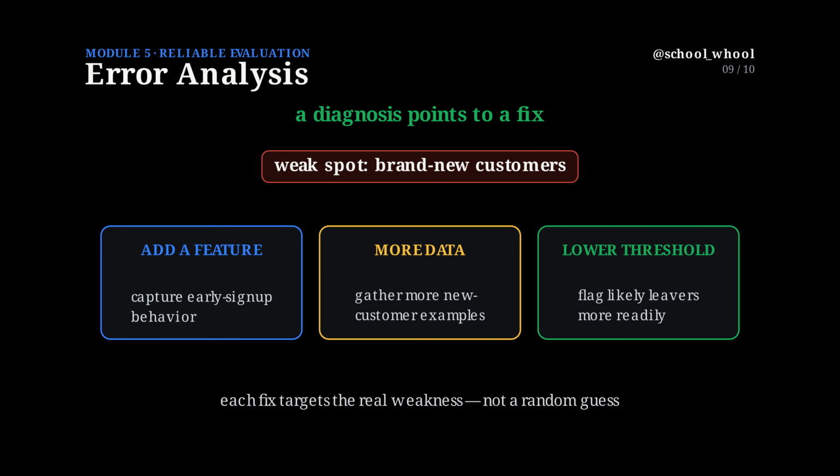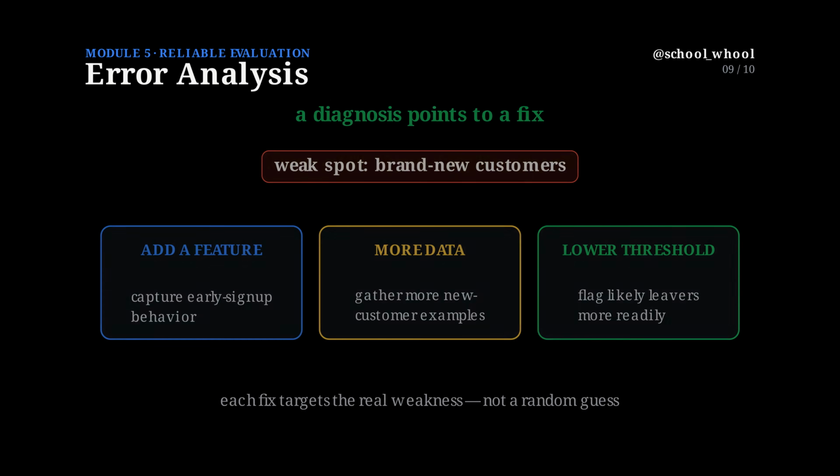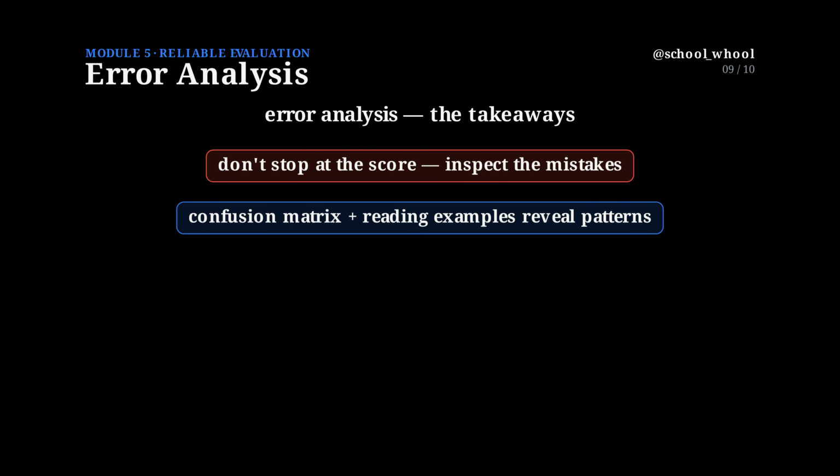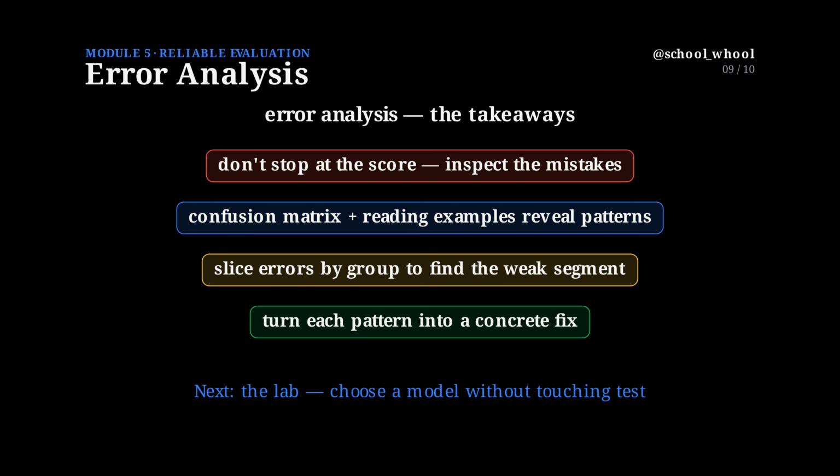So, don't stop at the score. Read the confusion matrix, read the actual mistakes, and slice the errors by group to find where the model breaks. Then turn each pattern into a concrete fix. You now have the full reliable evaluation toolkit. In the final lesson, we put it all together to choose a model, without ever contaminating the test set.